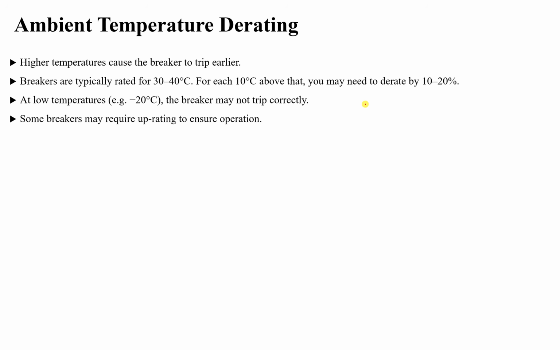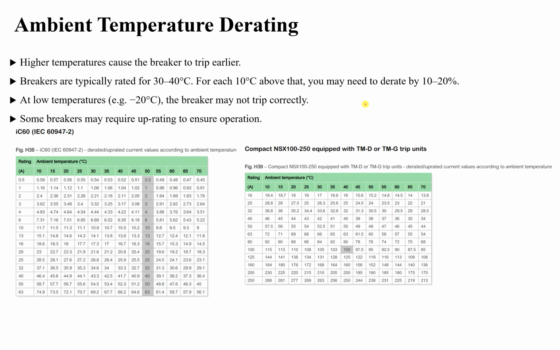So some breakers may require uprating in lower temperature to ensure operation. So let's look at this table. These tables are from Schneider Electric. As you can see here, the Schneider Electric breaker. So we have two breakers here, IC60, and we have the Compact, this one here. Now what's the difference between these series of breakers?